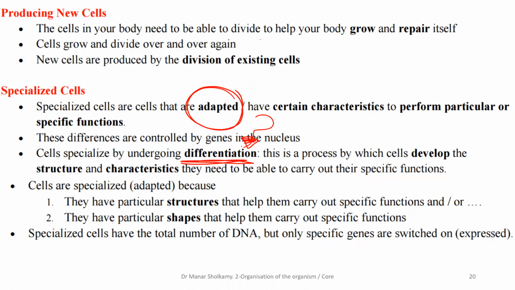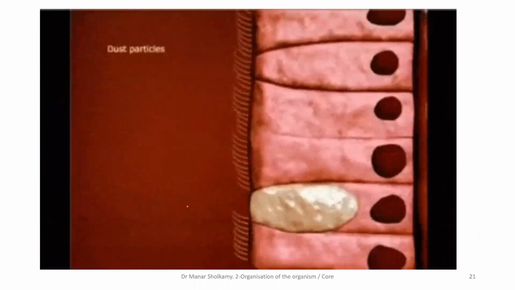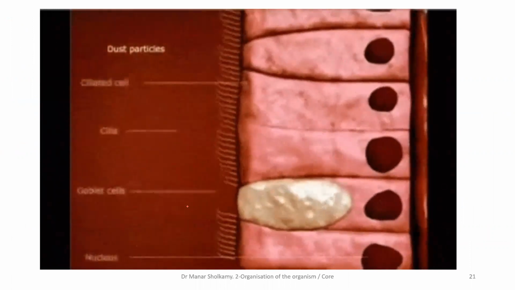You have to say that the cells will have special shapes that will make them adapted, that the cells will have special structures that will help them become specialized or adapted. I hope this is clear, okay? Now let's take examples. The first example we will study are ciliated cells.